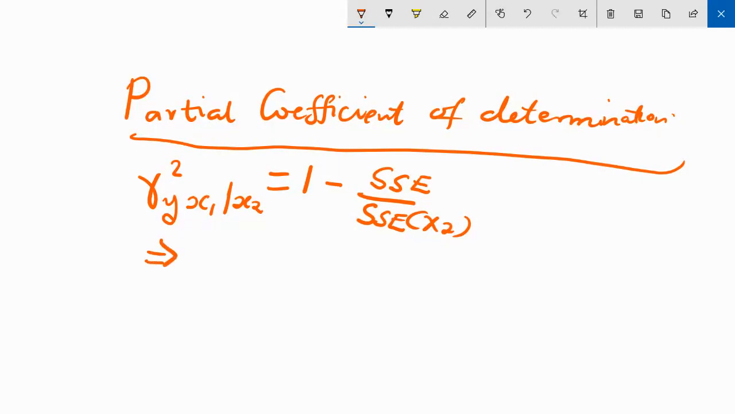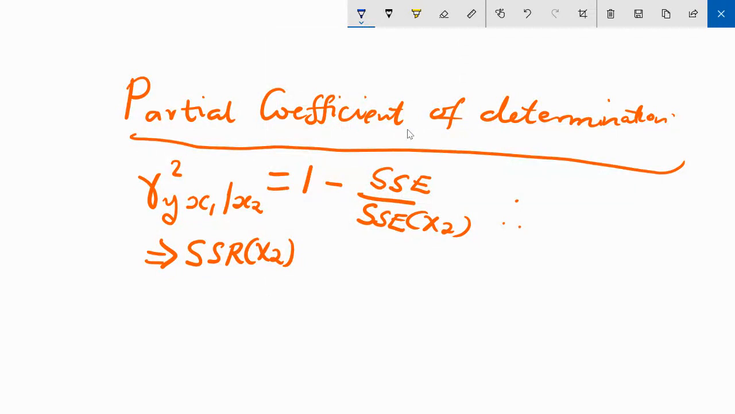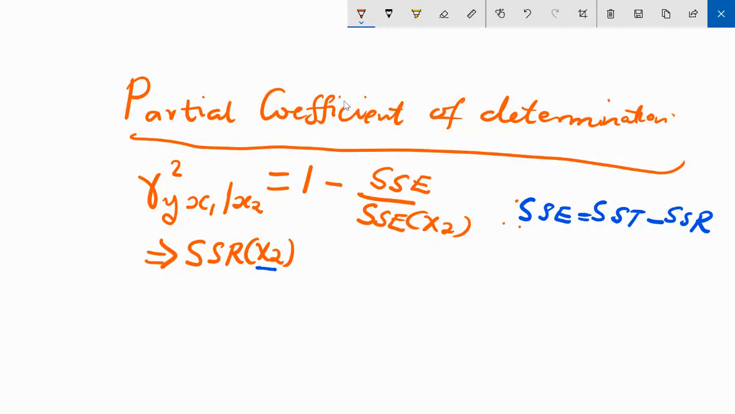Remember, you have SSR of X2, and you know that SSE, the general one, is equal to SST minus SSR. So which means if we're focusing on X2, we'll have SSR.